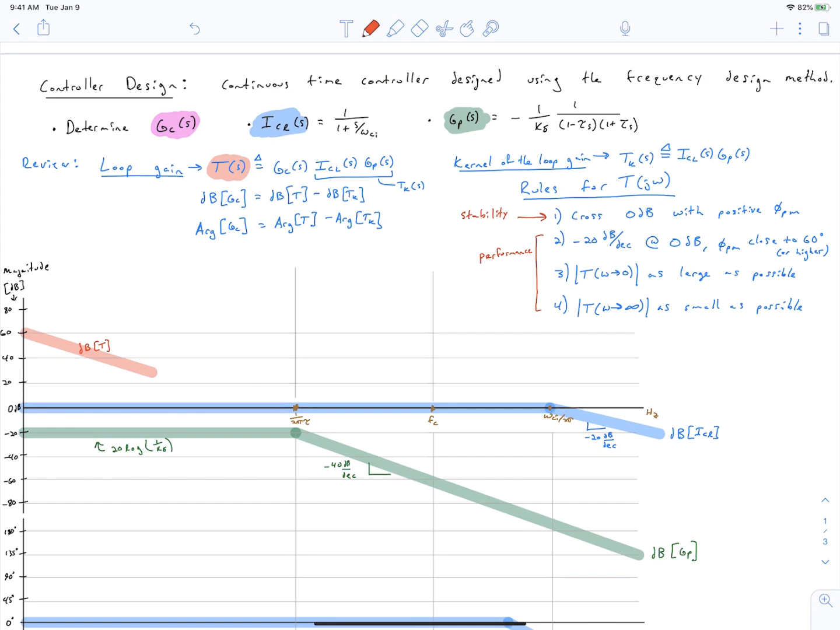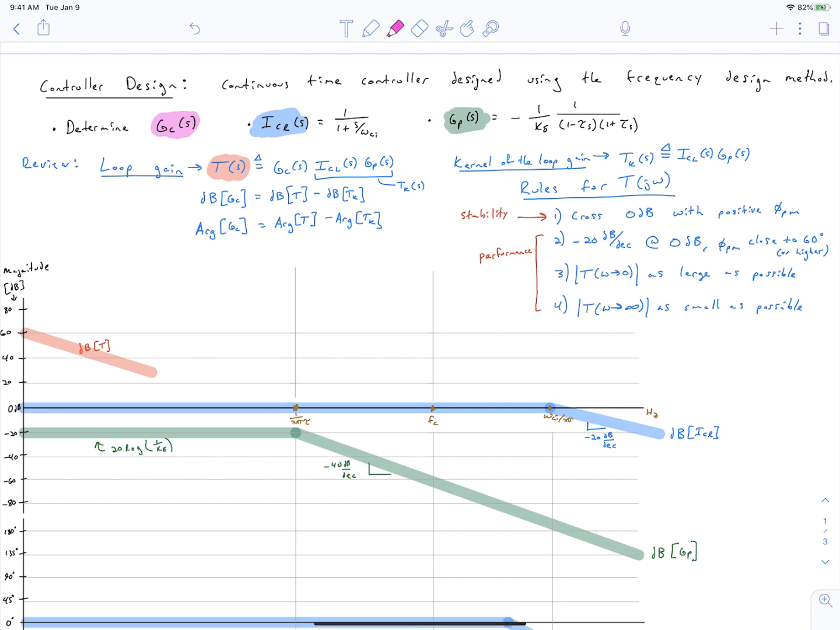And we said that to make this happen, we can subtract our loop gain. We can subtract the kernel of our loop gain from our loop gain, and that will give us the magnitude of our controller. So, and I apologize, I skipped a step here.